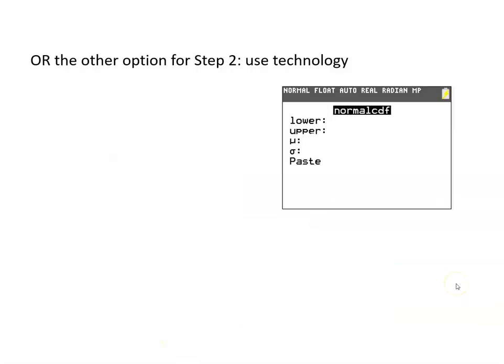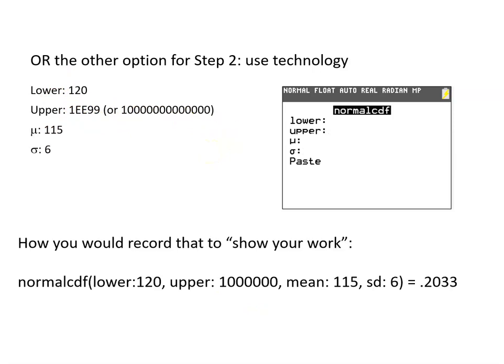which gives me a value of 0.2033. The other option is using just technology. So you go to this normal CDF screen. We would put 120 as my lower, because that's the lower bound. Some really big number for the upper. There is this little E button that you can use on your calculator, or just put in like a bajillion. The mean here is 115 and standard deviation was 6.